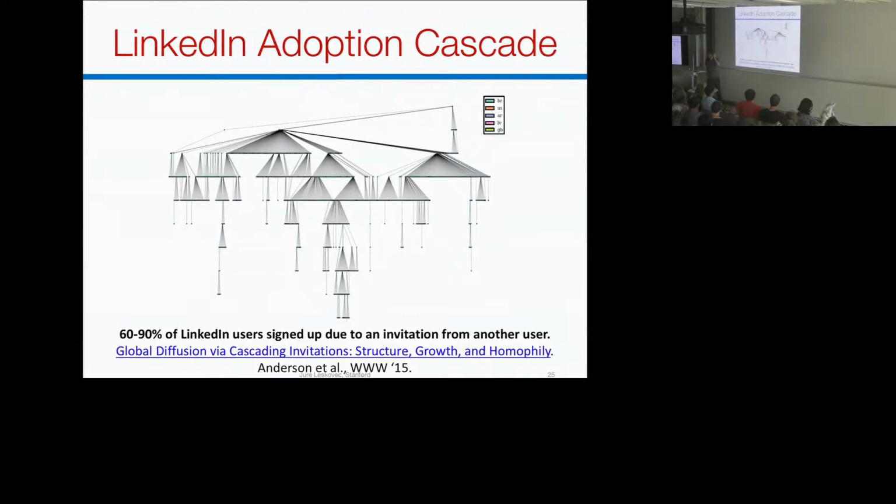Here's another example of a spreading process. This spreading process is a decision to join LinkedIn, right? We can think of LinkedIn as a virus out of Silicon Valley that infected around 400 million people by today, okay?